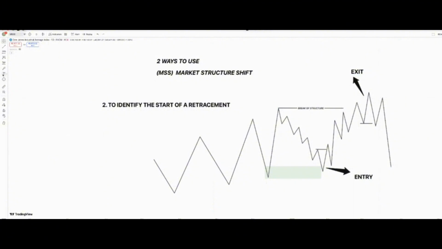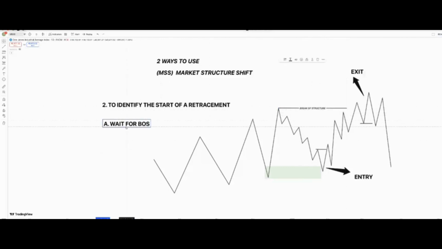All right, now there are just 2 steps to follow here. Step A is to wait for break of structure, which is this BOS. Wait for price to take the high or the low. Wait for price to take the main high or the main low.